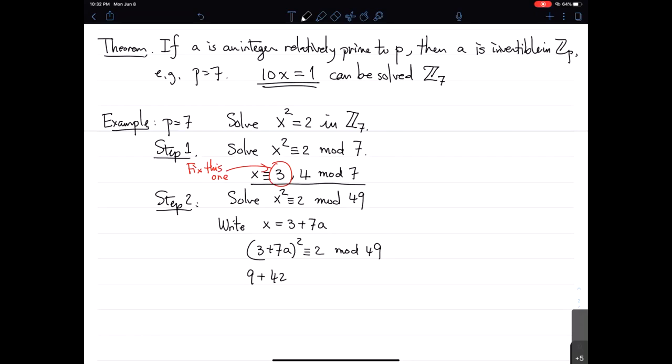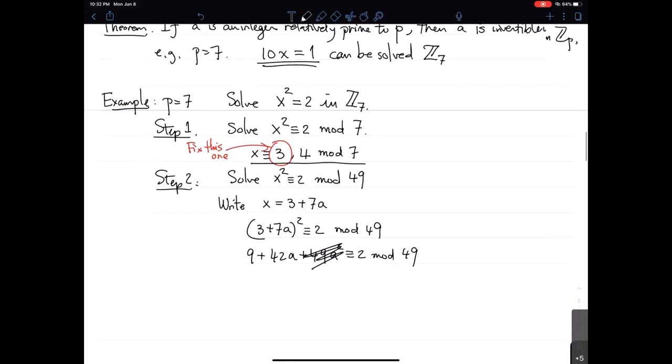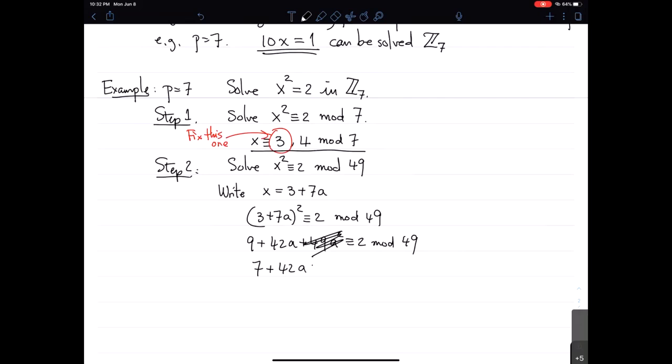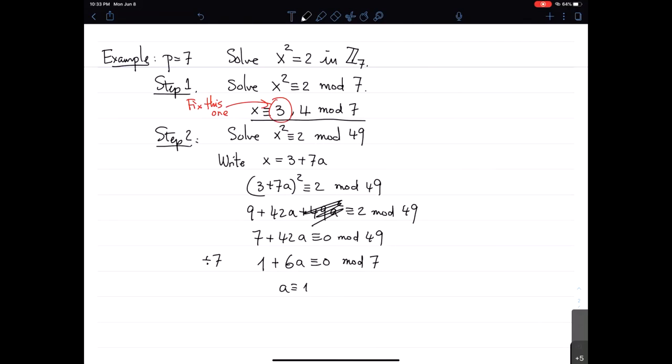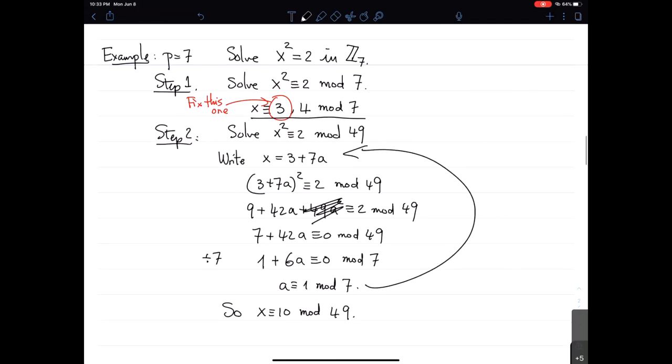Let's expand it out. Mod 49, the 49a squared disappears. So now I have 7 plus 42a congruent to 0 mod 49. Now I want to divide by 7. I get 1 plus 6a congruent to 0. When you have a congruence and divide everything by a number, say 7, what you end up getting is that you only get mod 7, not mod 49 anymore. So this tells you that a is congruent to 1 mod 7. Going back to x equals 3 plus 7a, x is congruent to 10 mod 49. Hooray, I solved this.